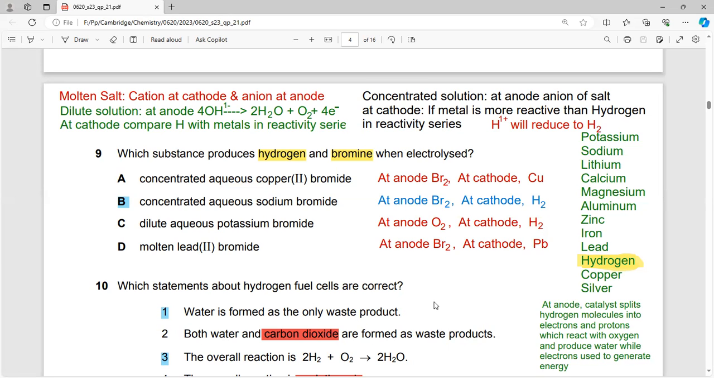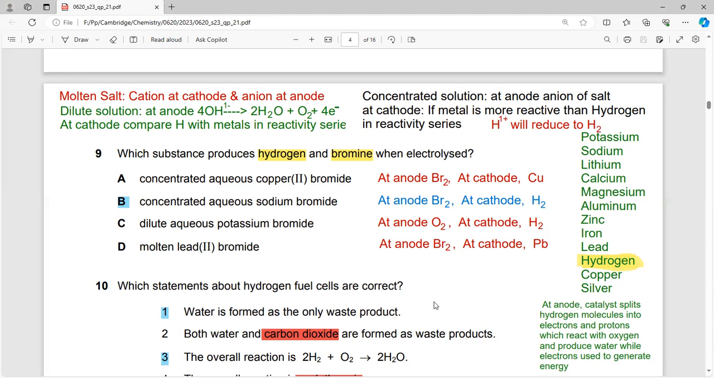In the same way, we have dilute aqueous potassium hydroxide. In a dilute solution, the concentration of water is more as compared to the salt. So that's why at the anode, hydroxide ions will oxidize and produce water and oxygen. So oxygen gas will bubble up in the form of oxygen molecules. What about at the cathode? You need to compare it in the reactivity series with potassium. And you can see that potassium is highly reactive as compared to hydrogen. So here, hydrogen will reduce first.